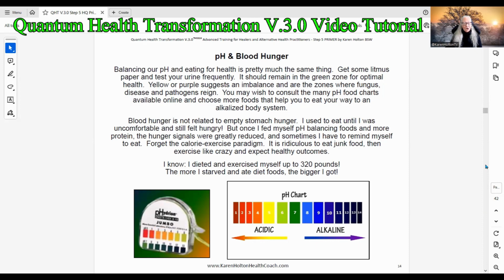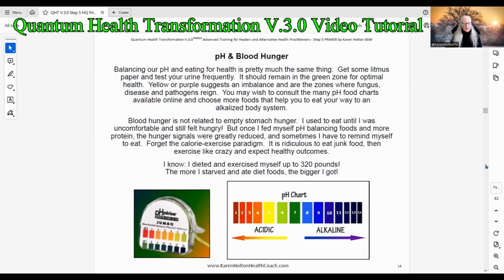Blood hunger is not related to empty stomach hunger. I used to eat until I was uncomfortable and I still felt hungry. But once I fed myself pH balancing foods and more protein, the hunger signals were greatly reduced, and sometimes I have to remind myself to eat.